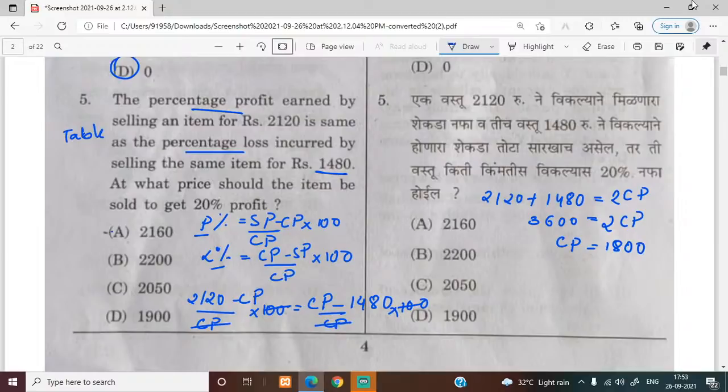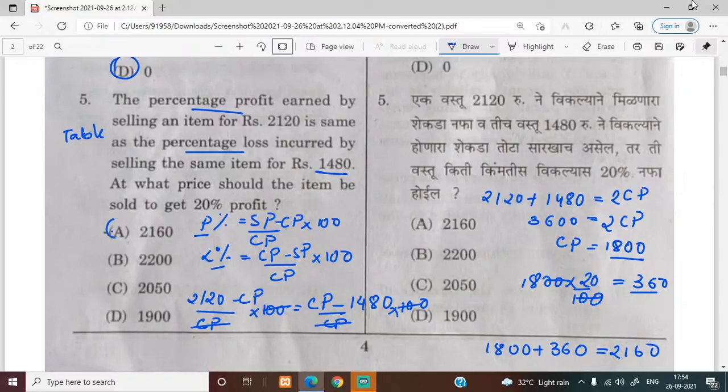Now they are saying, at what price should it be sold to get 20% profit? So 20% of 1800 rupees is how much, students? 1800 into 20 upon 100. So zeros and zeros get cancelled. 18 into 20 is 360. So this is profit and this is cost price. So we should be selling it at 1800 plus 360. It is going to be 2160. So here option A is the right answer.